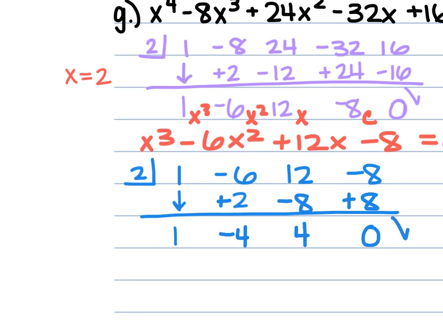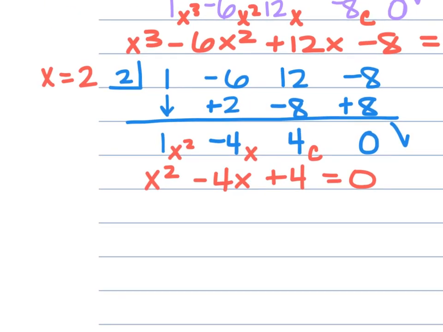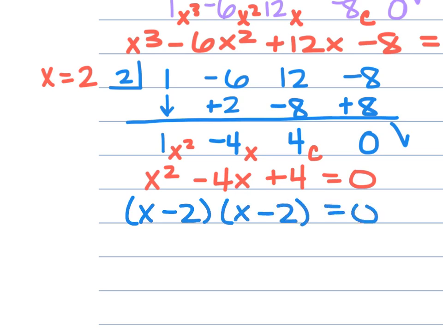So this one works as well. The x is equal to 2 is another solution. So from here, I have the 4, that's my constant, the negative 4, that's my x, and my 1, that's my x squared. So I'm going to rewrite this as x squared minus 4x plus 4 is equal to 0. I can factor this. The factors of 4 that give me a negative 4 when added together are a negative 2 and a negative 2. So I'm going to simplify this by doing x minus 2 is equal to 0, as well as x minus 2 is equal to 0.